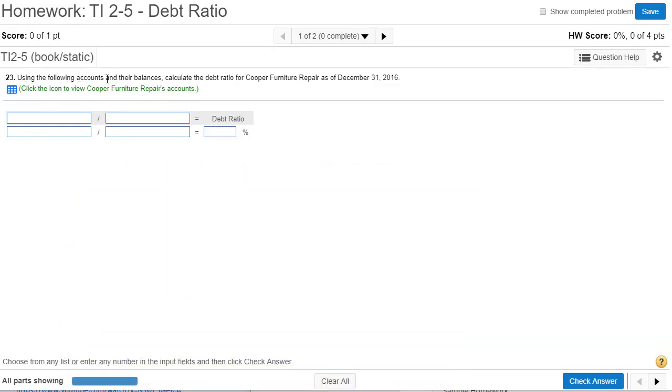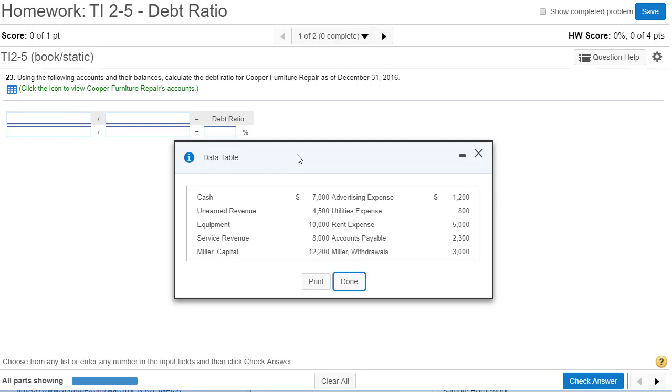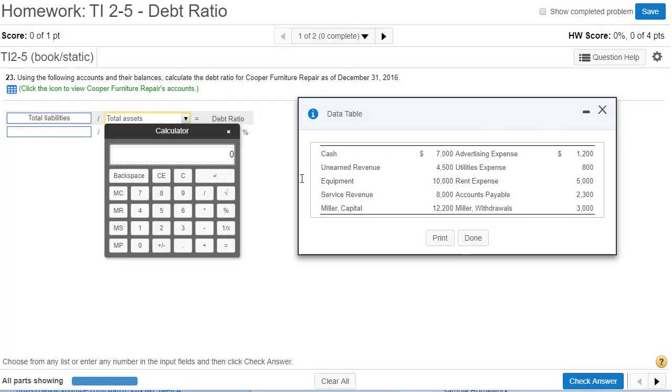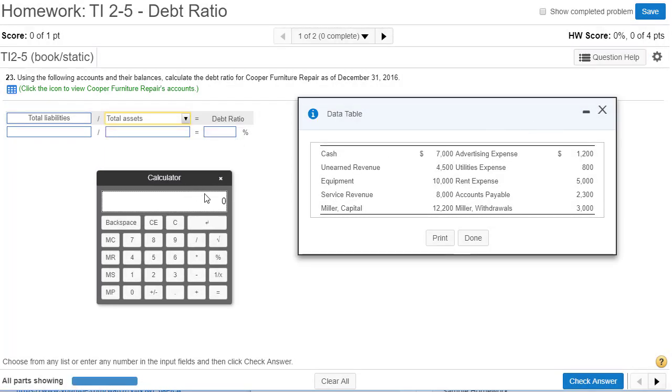So using the following accounts and their balances, calculate the debt ratio for Cooper Furniture Repair. So here's our data. And now notice the accounts are just listed in random order. They're not neatly summarized like total assets and total liabilities. But before we get to that, let's put in the formula in words. So the formula is total liabilities divided by total assets. So the first thing we need to do is calculate the total liabilities.